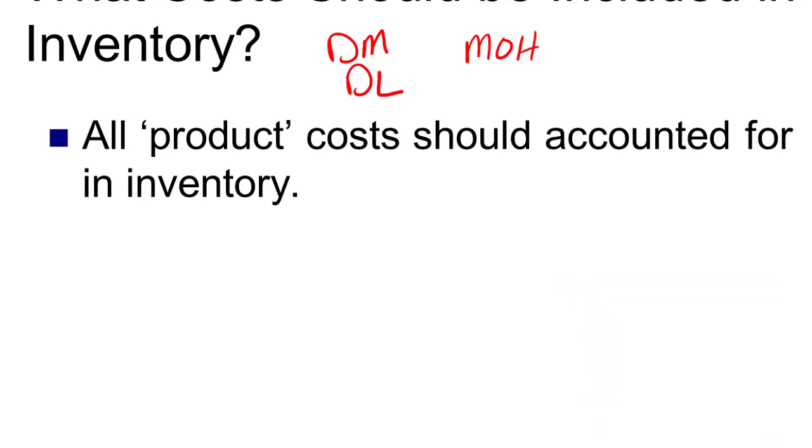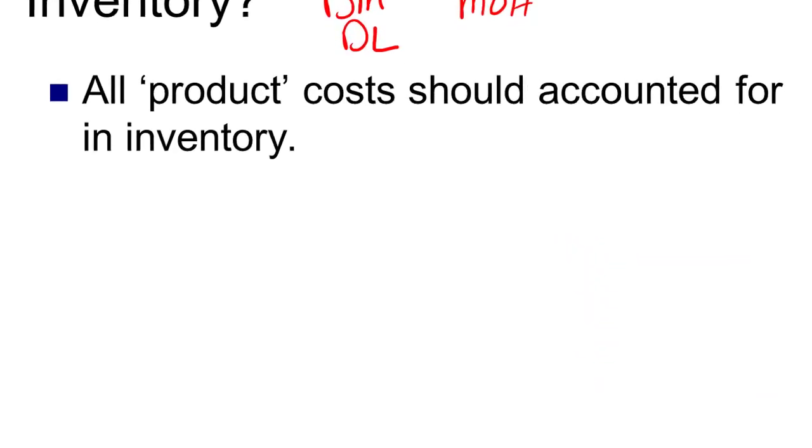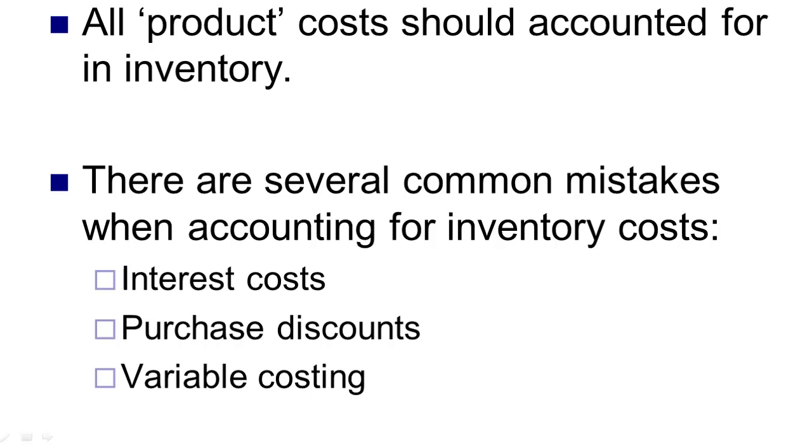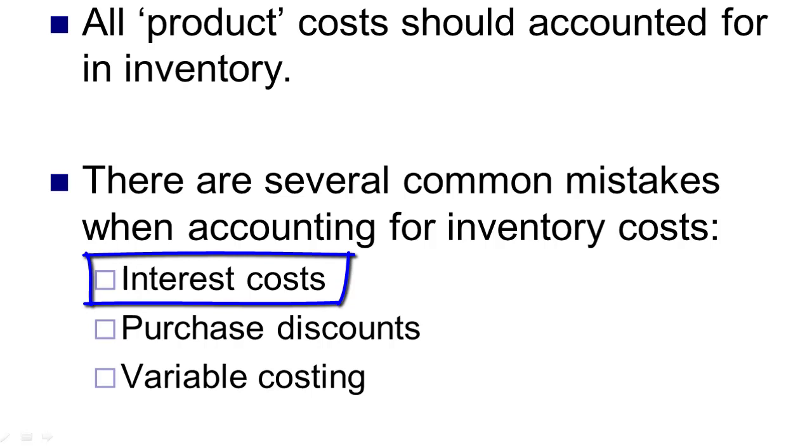There are a few unique issues that I want to mention specifically that have some very specific rules. The first is that interest costs are never product costs. So even if you take out a short-term loan to help you buy inventory, you can't put that interest cost into inventory. It has to be treated as a period cost.